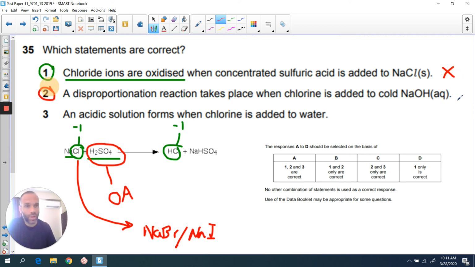Part 2, this was correct as we've discussed, and part 3, this was correct as we discussed. So what is the actual answer here? It's C. 2 and 3 only are correct.